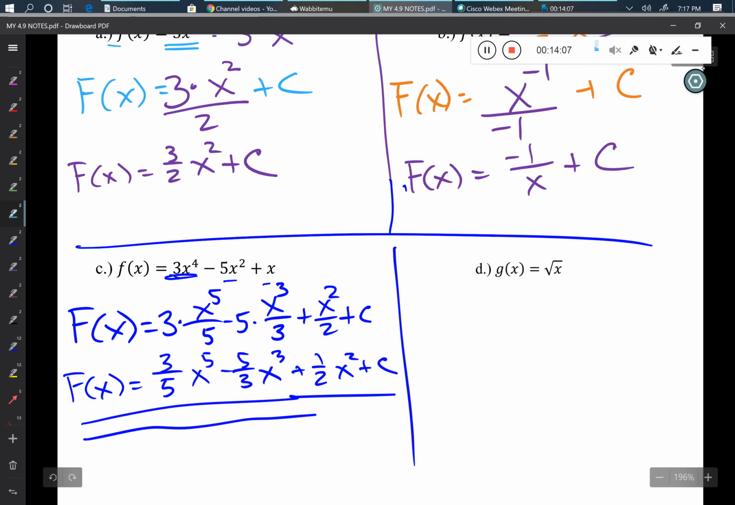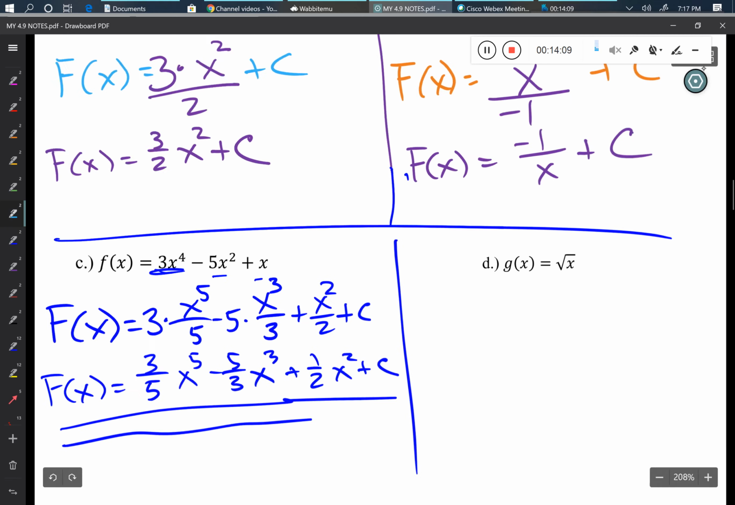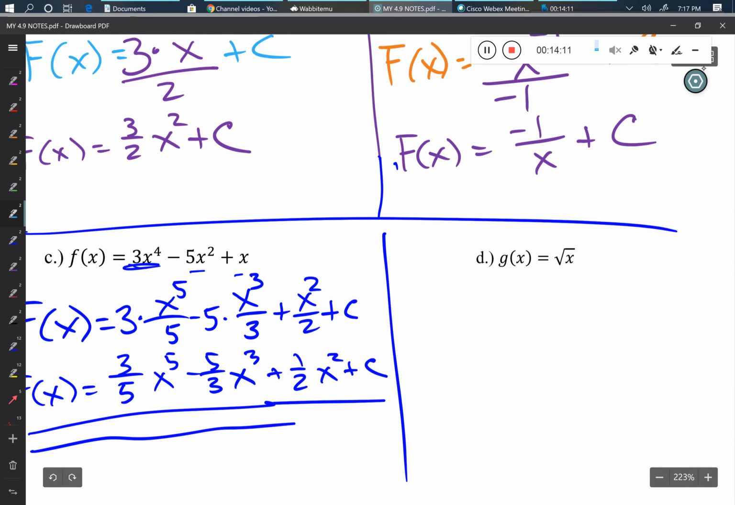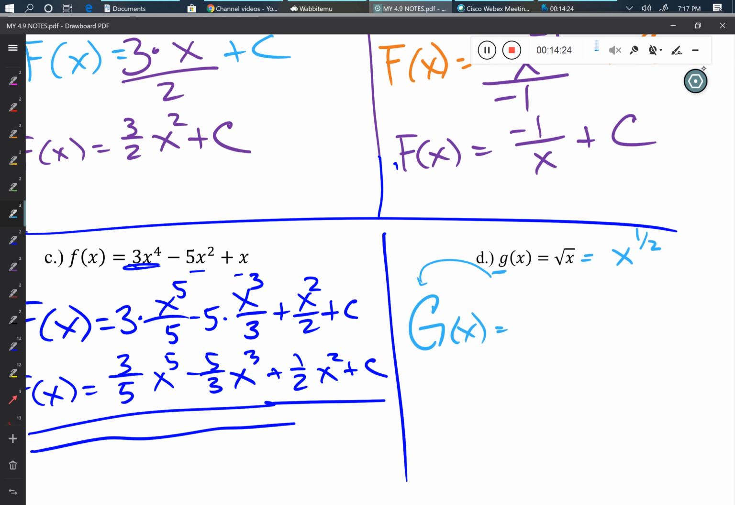All right, letter D over here. What are we asked to do? Again, we're finding the most general antiderivative. I don't see roots. I see this as x to the 1/2. So what will big G of x be? Okay. So the rule still holds. Little function turns into big function, if you will. Lowercase g turns into capital G.